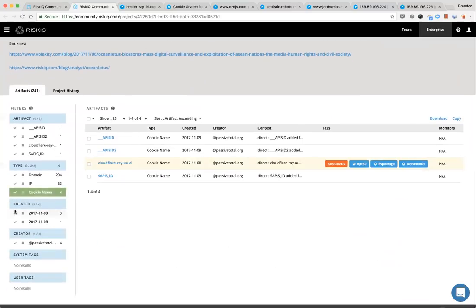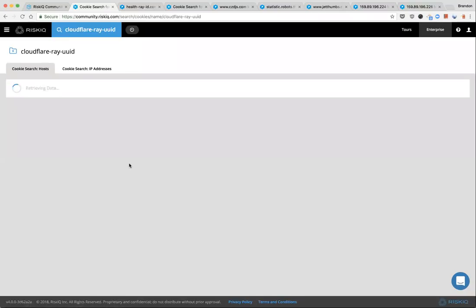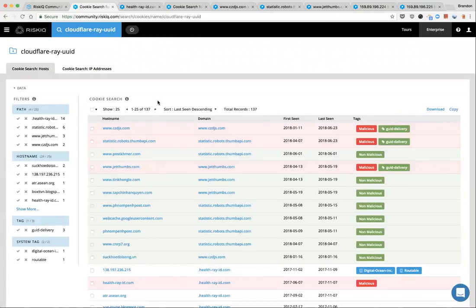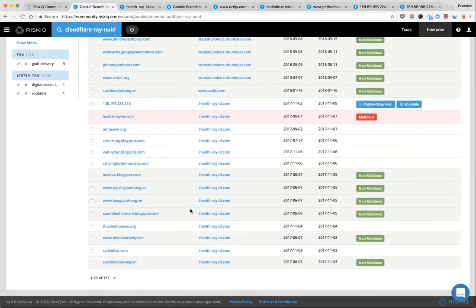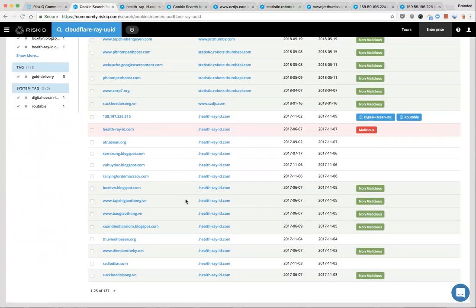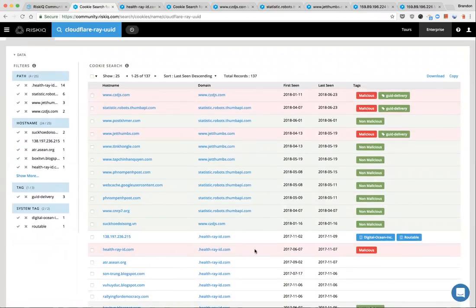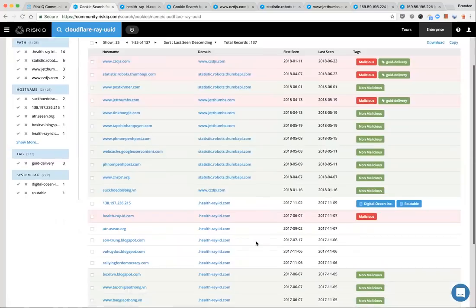And what I always key off of is this cookie ID right here, Cloudflare-Ray-UUID. This is something that I often like to pivot into, especially when I'm teaching a class, because effectively what it gives me is a list of all of the websites that RiskIQ's crawlers have ever seen getting this particular cookie name. And so what we can see here is a whole bunch of different websites, some of them categorized as non-malicious, some of them categorized as malicious, and then the domain through which this cookie has been delivered.